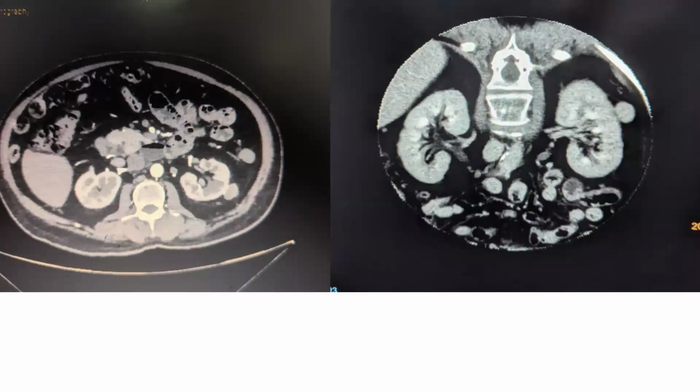It is upper polar. At the junction of upper pole and mid pole, sir. And it is a completely exophytic mass.